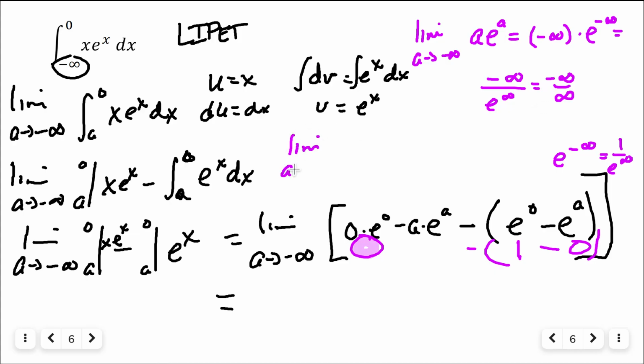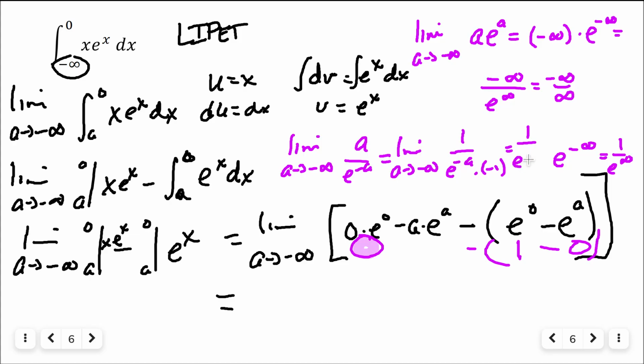So this is the limit as a goes to negative infinity. Let's rewrite this with a numerator and a denominator. And we're going to use L'Hopital's rule. So derivative of a is 1. Derivative of e to the negative a is e to the negative a times negative 1 with the chain rule. So now as a goes to negative infinity, 1 over e to the negative a, so that's e to the negative infinity. Right? Let's write it again. I think that's easier. So that's e to the infinity times negative 1. So 1 over something really big is really small. That goes to 0. So this is 0 also.